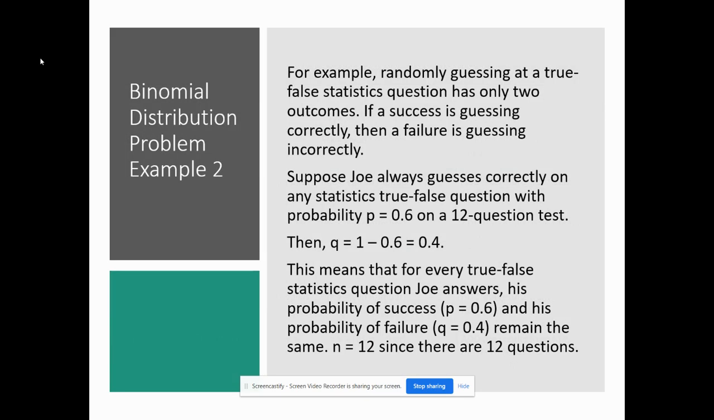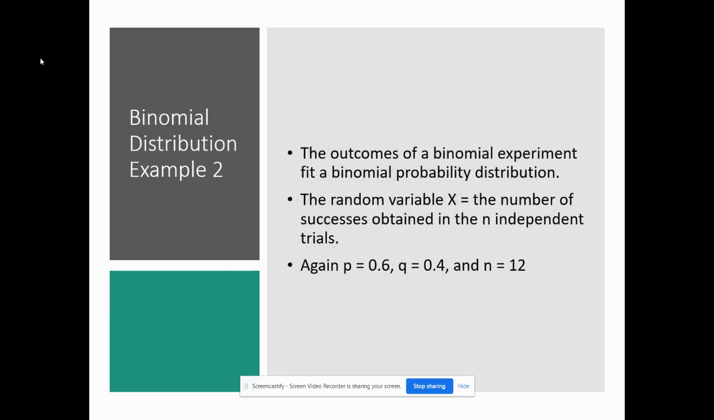So, for example, randomly guessing at a true-false statistics question has only two outcomes. Success is defined as getting it correct and failure is getting it incorrect. Suppose Joe has always guessed correctly on any statistics true-false question with a probability of 0.6 on a 12-question test. That means the probability P is 0.6. My trial is 12 because there's 12 questions, and the probability he fails is 0.4. So again, this is a binomial experiment because we have two scenarios that can happen. Either he gets the question right or he doesn't.